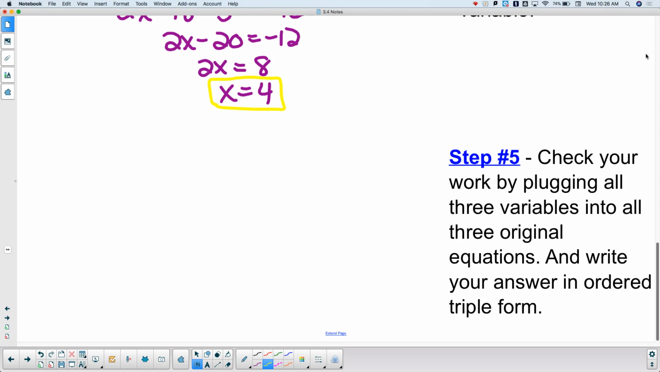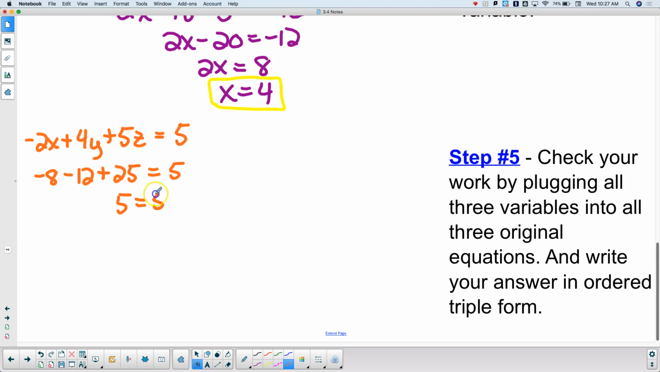So, if I'm checking it, first equation was negative 2x plus 4y plus 5z has to be 5. So that's going to be negative 2 times 4 is negative 8. 4 times negative 3 is negative 12. 5 times 5 is 25. Negative 8 minus 12 is negative 20. Plus 25 is 5. And that's equal to 5. So it checks out the first one.